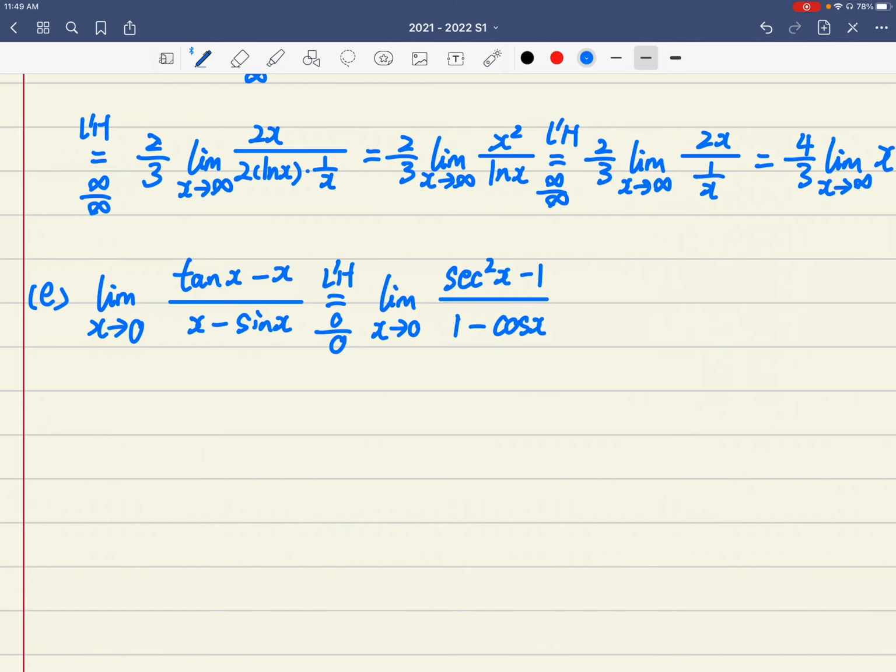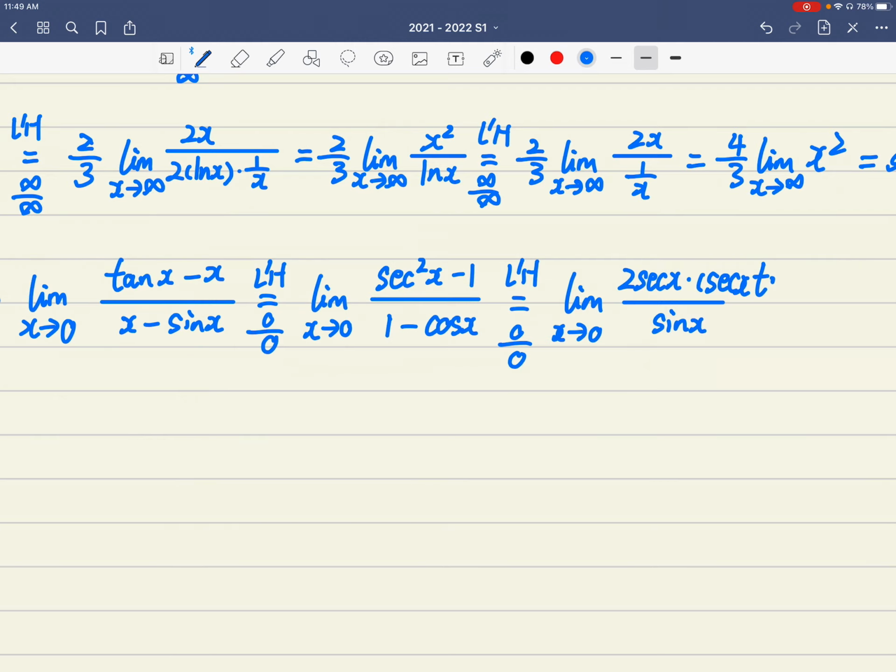Okay, let's differentiate it one more time. Because it's still 0 over 0, you differentiate the top and the bottom. Let's do the easy part first. The 1 disappears, so minus cosine x. Cosine x derivative is negative sine x, so minus minus is positive. In the top, this part, chain rule. First, it's 2 secant x, and secant x derivative is secant x times tangent x.